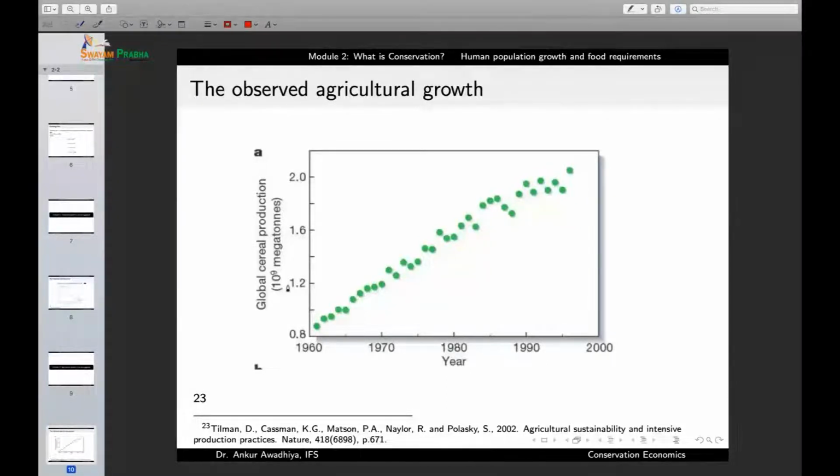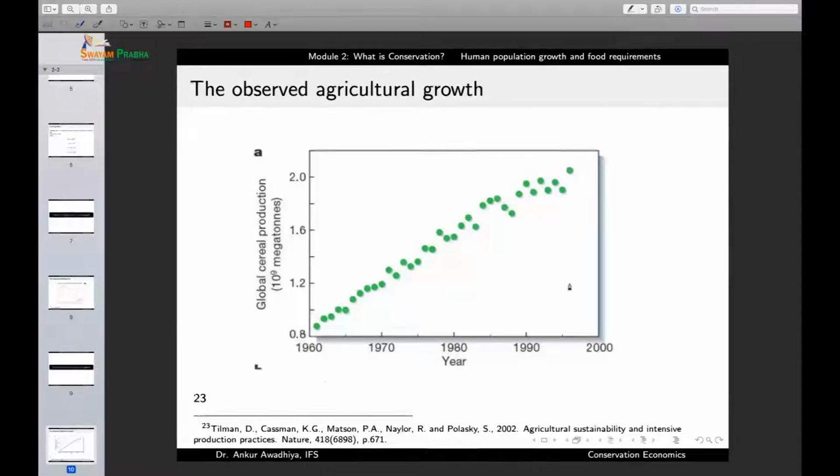But now, if we look at the growth of agriculture in any short period of time, we will see that yes, it actually grows in an arithmetic progression. So here on the x-axis we have the years, on the y-axis we have the global cereal production, and it is increasing very slowly, and it's not showing a nature of doubling.